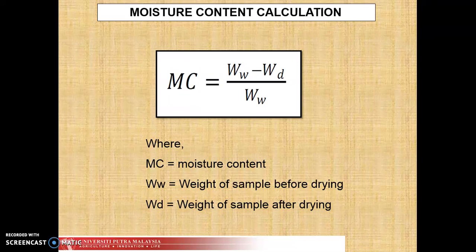This is the equation used to find the moisture content, where MC is the moisture content, WW is the weight of sample before drying, and WD is the weight of sample after drying.